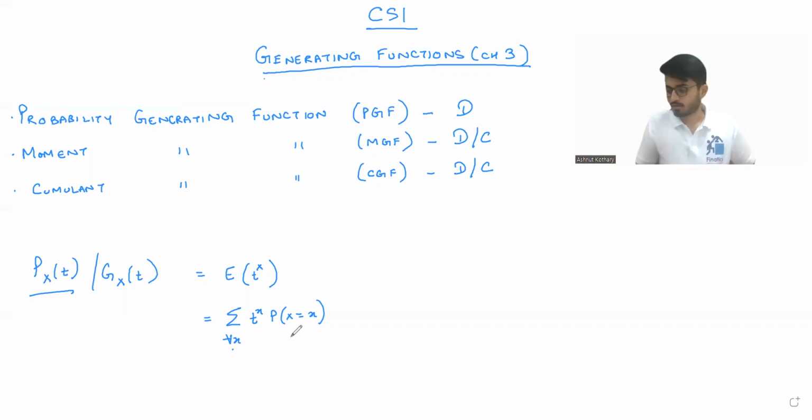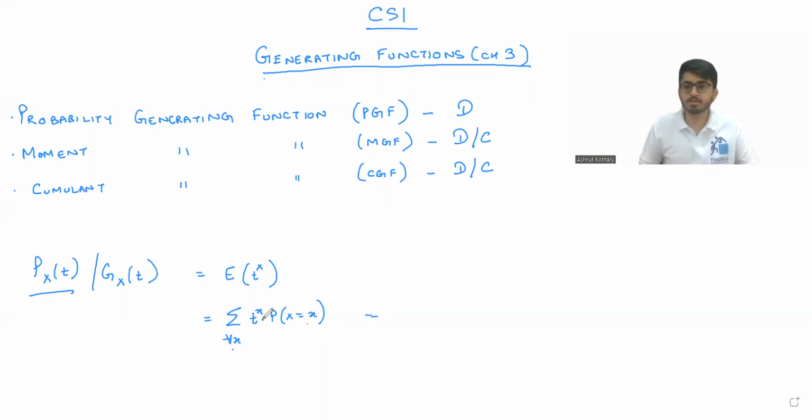Now let us try to expand this. Here x is for all possible values of x. Now we have restricted ourselves so that x can take the values 0, 1, 2, 3 and so on. So if I put x as 0, the first term will be nothing but t to the power 0 into probability x equal to 0.